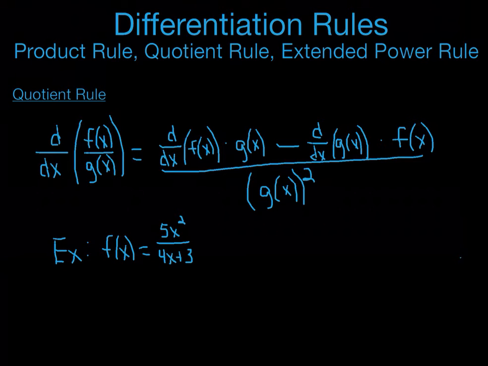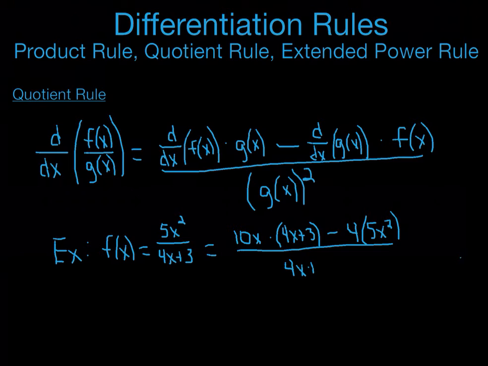So looking at this particular problem, you couldn't simplify or cancel f of x equals 5x squared over 4x plus 3. So the quotient rule would be the derivative of the numerator, so that would be 10x, multiplied by the denominator, 4x plus 3, minus the derivative of the denominator, which is just 4, derivative of 4x is 4, derivative of 3, a constant, is 0, times the numerator, 5x squared, all over the denominator squared, 4x plus 3, all of it squared.